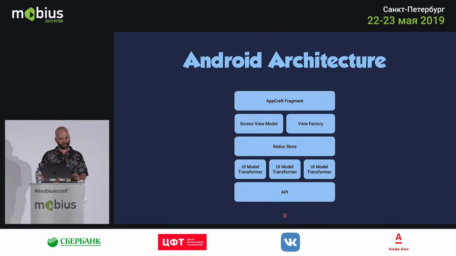Well, not creating the component tree. The view factory next to it is actually the one that creates the component tree. And the screen view model emits that to the fragment, which in turn just sticks it in that Litho view we talked about.